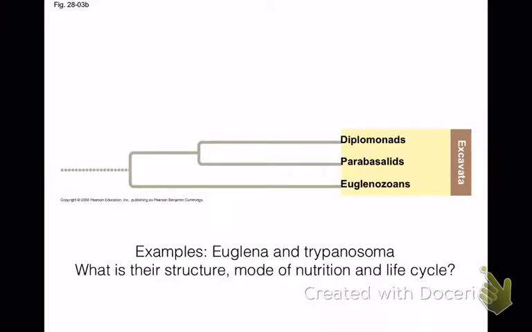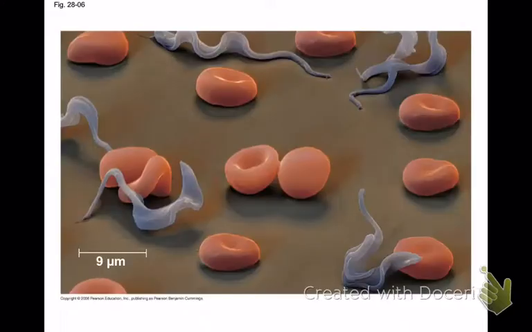So the supergroup excavata includes the organisms Euglena and Trypanosoma, which we looked at. So Trypanosoma is a diplomonad. Whoops.